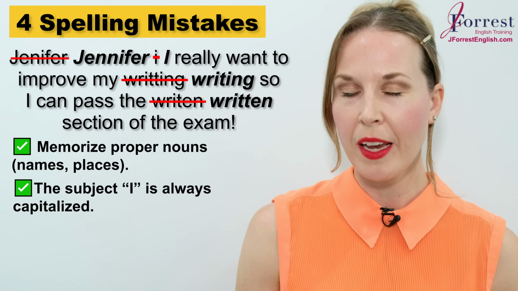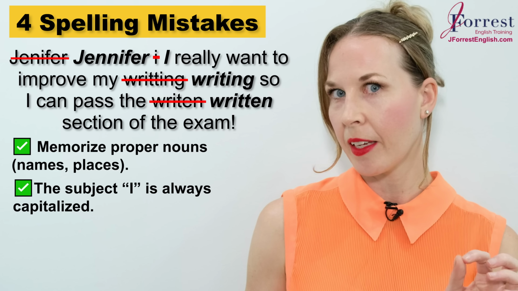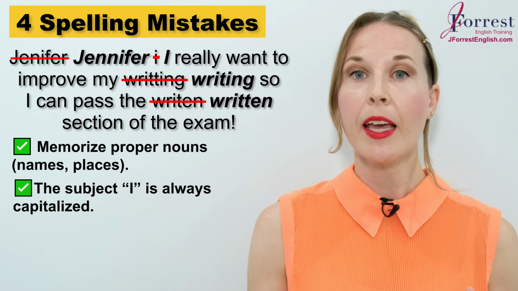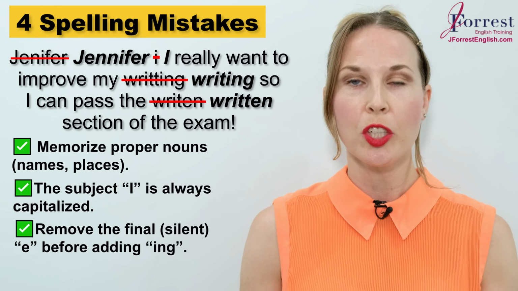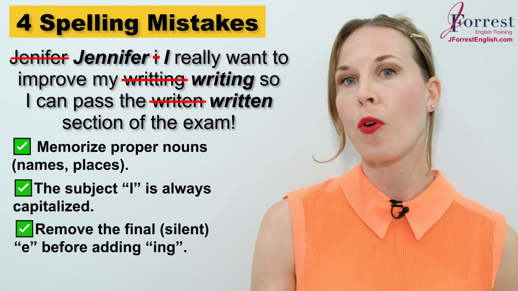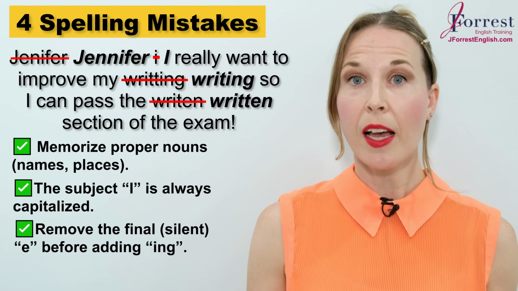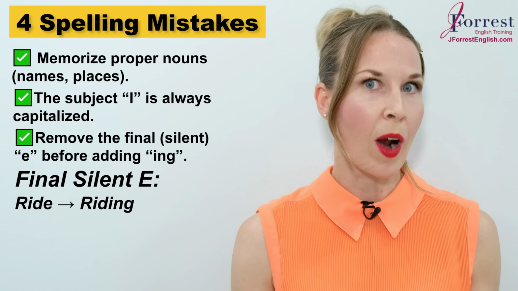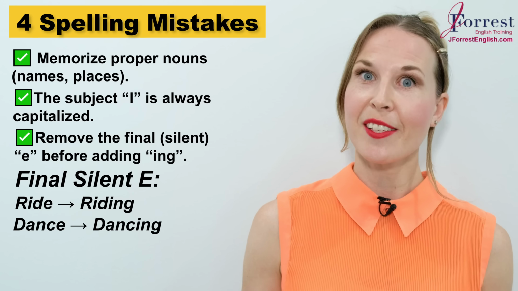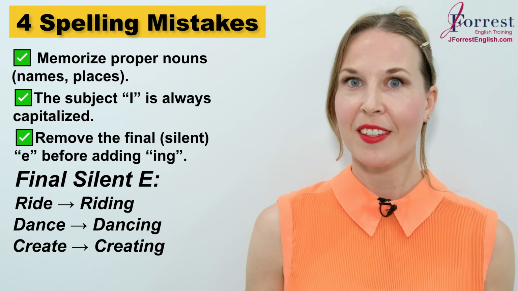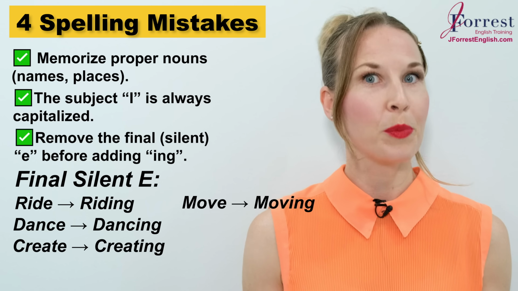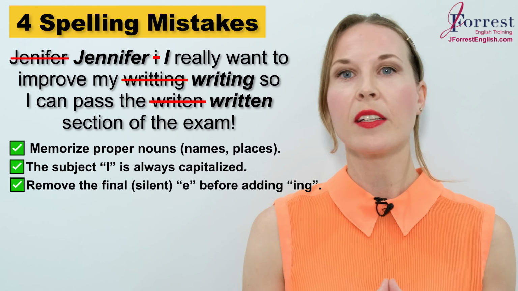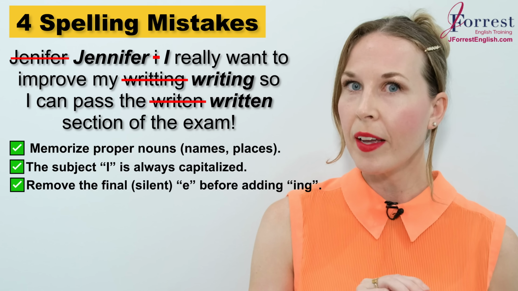Writing is spelled wrong because there is only one T. But notice how the word write ends in an E. But then when you add your suffix ing, you remove that final E before adding the ing. This is done when the final E is silent. So ride becomes riding. You remove that E. Dance becomes dancing. Create, creating. Move, moving. Smile, smiling. Notice how written was spelled incorrectly because there was only one T.